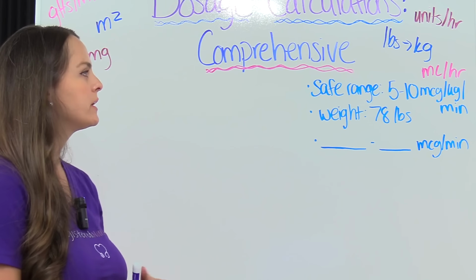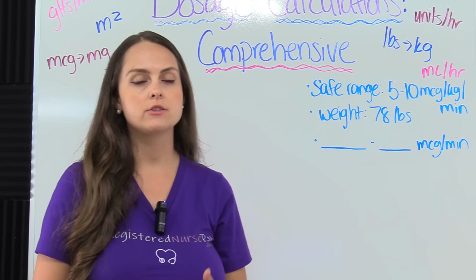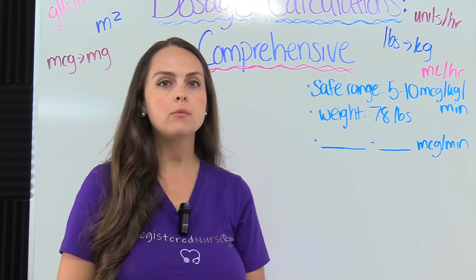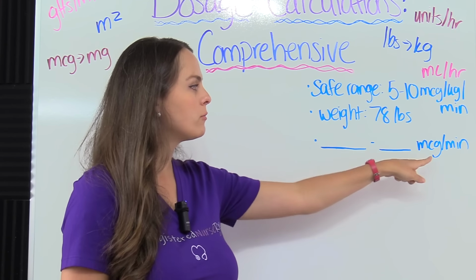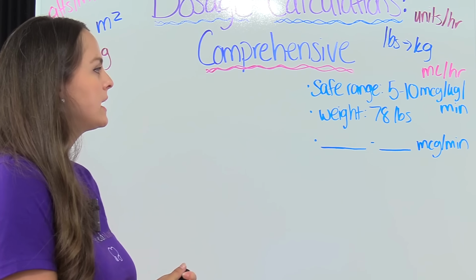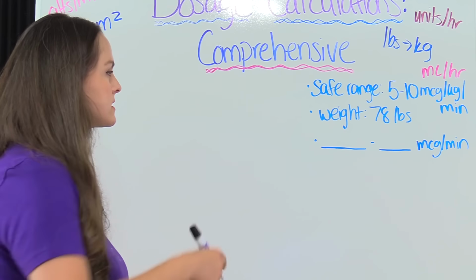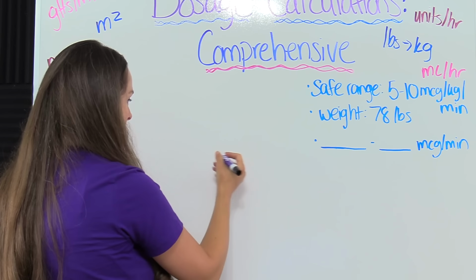So here is the important information we need to know: the patient's weight and that recommended safe dose range for the patient. So we're going to be working like a two-step problem because we have to get 2 different numbers and we're trying to get to micrograms per minute. So we know that our patient weighs 78 pounds, so let's go ahead and deal with the weight and get it to kilograms because that's what our medication range is in.